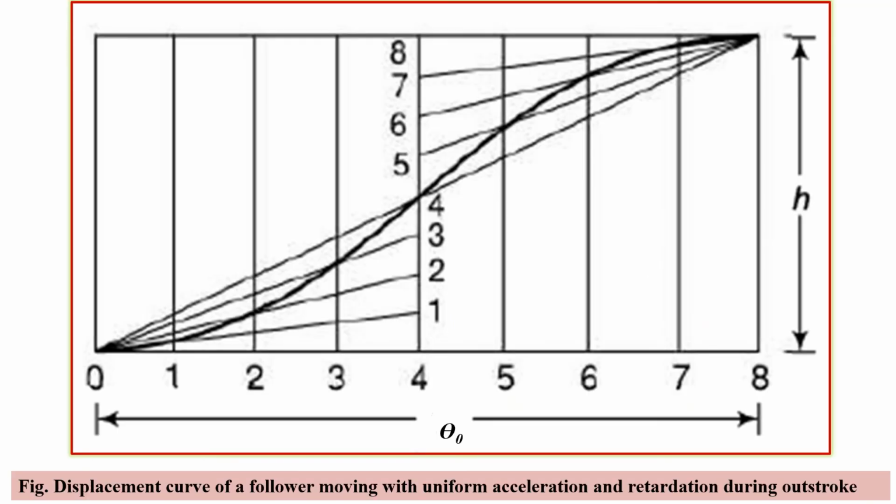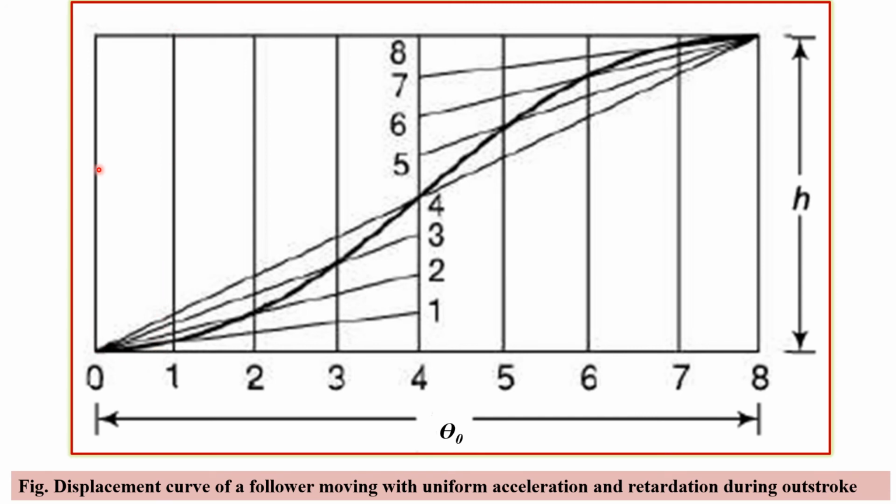This is a slightly more enlarged view of the displacement curve of a follower moving with uniform acceleration and retardation during the outstroke. So what we have done here is the total outstroke angle of the cam is theta naught. So theta naught has been taken along the abscissa, and we have divided this total outstroke angle into n number of even parts. So we have divided this outstroke angle into 8 number of parts. So this is basically an even number. So we have taken the equal parts, so we name them as 1, 2, 3, 4, 5, 6, 7, and 8. And from all these points we draw ordinates. We draw the vertical lines.